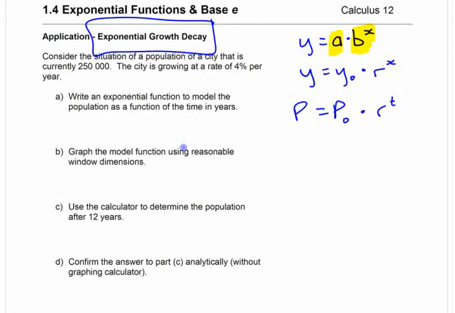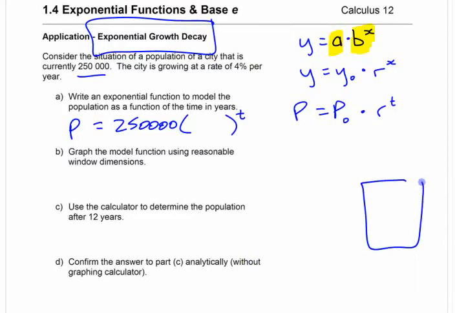If you've already written something for this, writing a model function, if you have something starting at 250,000, maybe you use p for population, 250,000 times some rate to the power of t. This is your population at the beginning, that is 100% of the population. If it's growing at 4%, what percent do you have left over at the end? At the end of every year, you have 104% of what you had the previous year. Every year, you multiply by 104%.